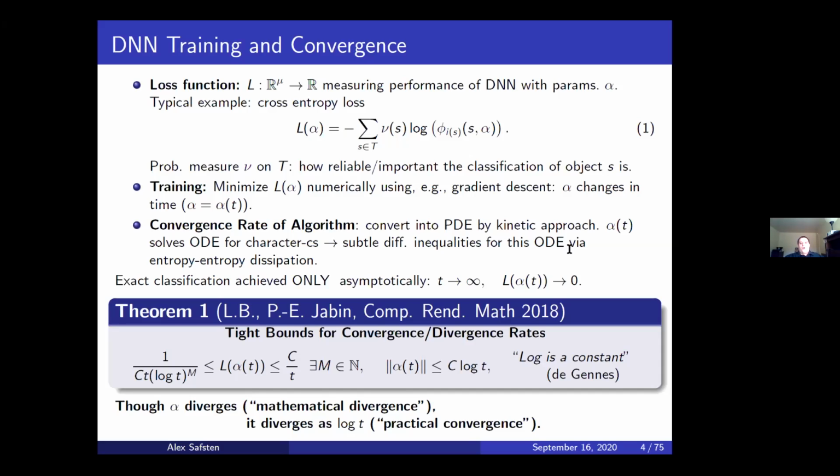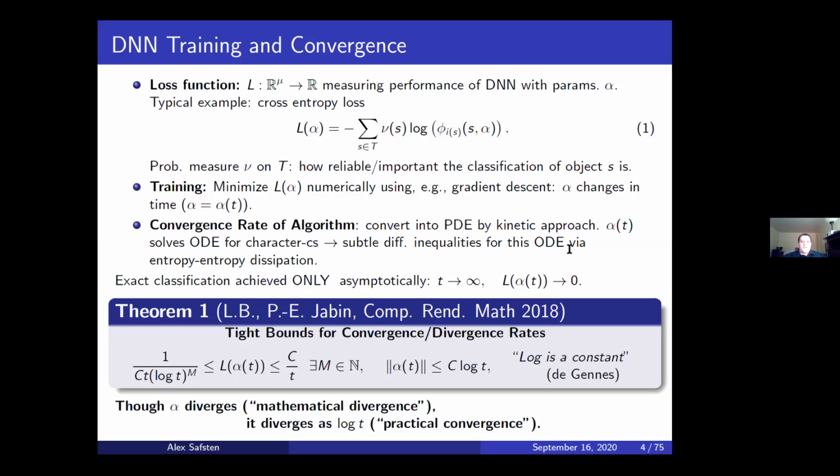So that if each object is placed in its correct class with approximately 100% probability, then this will be a weighted average of numbers that are close to 0, and we will get a very small loss. The weights, nu of s, measure how important or how reliable the classification of each object is. We will typically have weights that are approximately uniform, but there's no reason that they have to be uniform, so we'll leave nu of s to be a general probability measure for now.